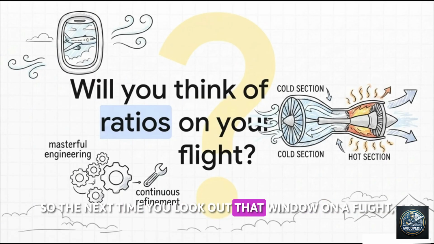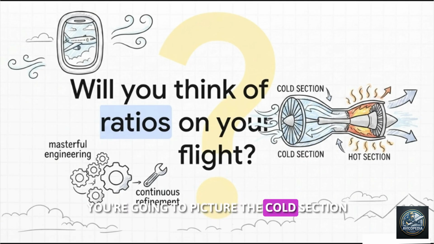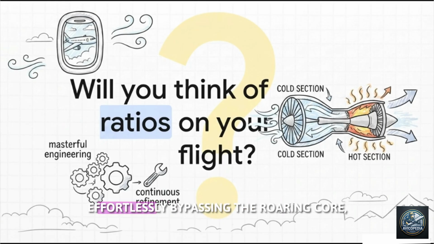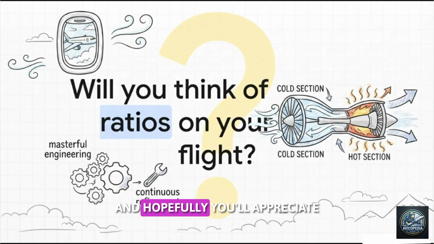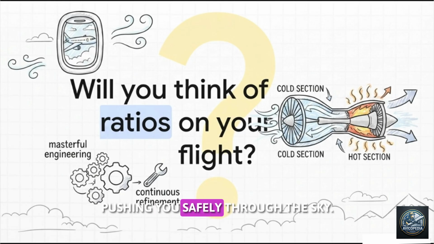So the next time you look out that window on a flight, you won't just see a noisy metal tube. You're going to picture the cold section and the hot section. You'll envision that cooler air effortlessly bypassing the roaring core, and hopefully you'll appreciate the masterful engineering of the gas turbine pushing you safely through the sky.